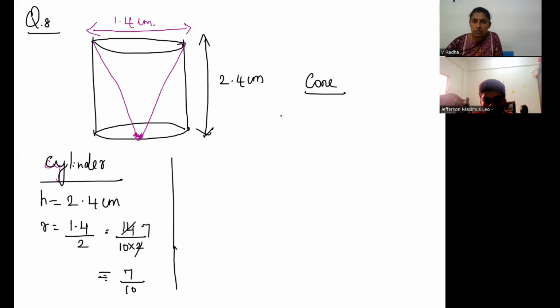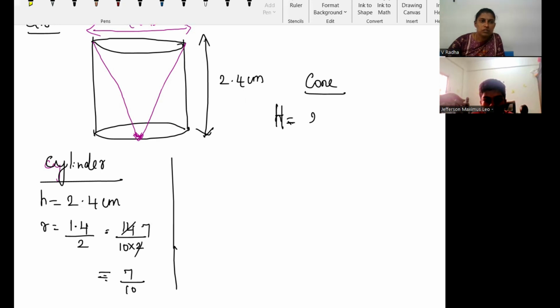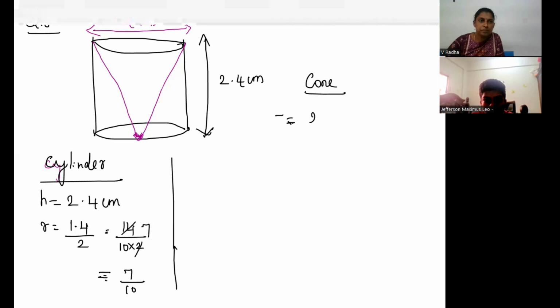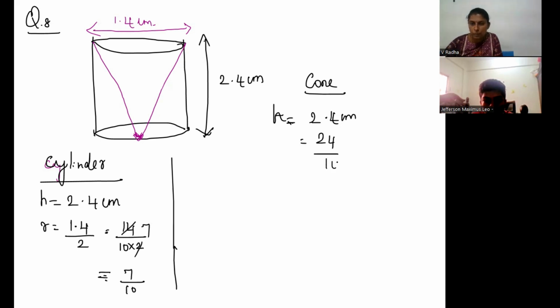Now, we move to the conical part. What is the height of the conical portion? 2.4. Yes, very good. The mention is a different alphabet, but both are the same, so we keep it as the same value. This height is equal to 2.4 centimeter, so we take this as 24 by 10 here also. Here also the radius is the same, 7 by 10.